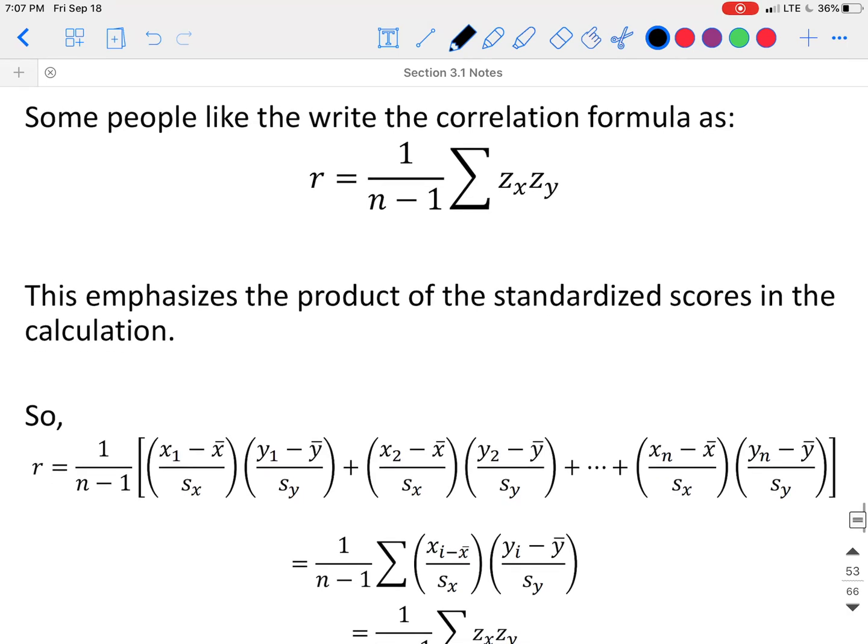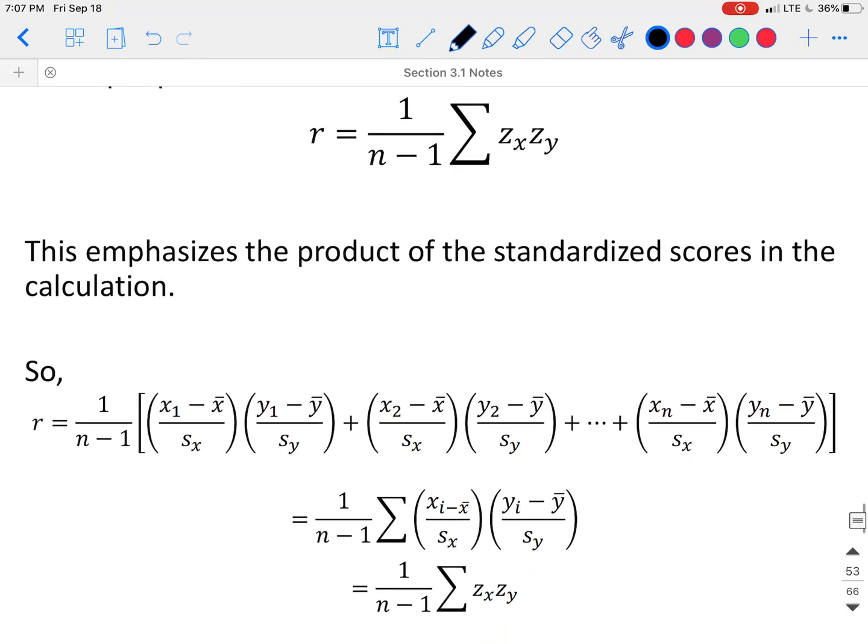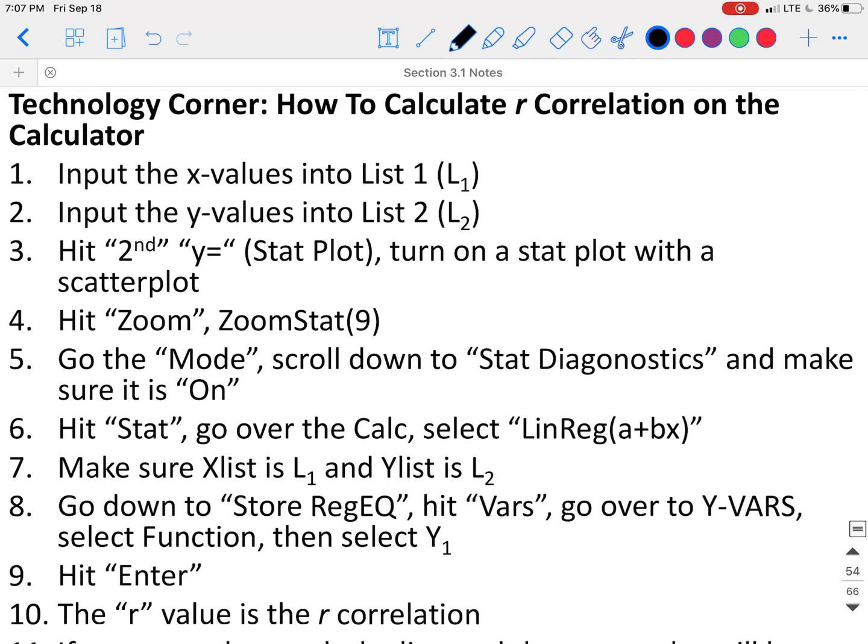Some people like to write the correlation formula as 1 over n minus 1 times the sum of z sub x times z sub y. This is the exact same thing. We're just trying to emphasize the point that it's actually the standardized value for the x and the standardized value for the y. But good news, your calculator can do this calculation for you.